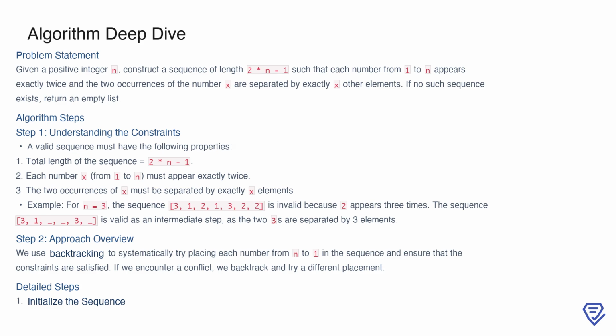To solve this, we use backtracking. Backtracking is a systematic way to explore all potential placements of numbers while ensuring that the constraints are satisfied. If a conflict arises, we backtrack to try a different placement. This approach is particularly well suited for problems like this where the solution space must be explored incrementally and methodically.